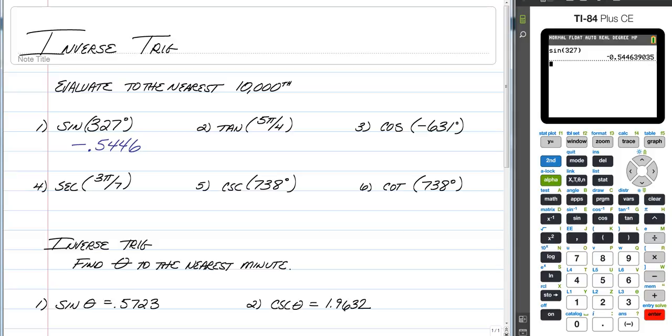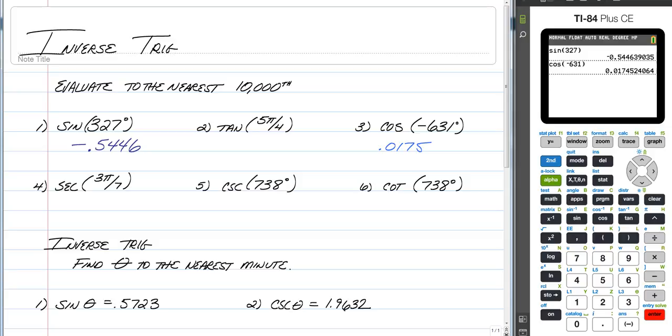The second one is radians, so I'm going to skip it. I'm going to go to cosine of negative 631. So we just type cosine of negative 631, click enter, and we get 0.0175. So that's it, 0.0175. So sine, cosine, and tangent are really that simple.